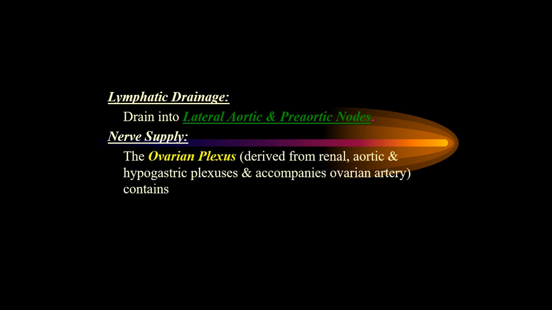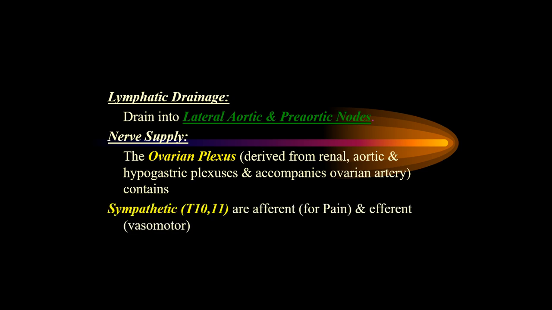Coming to the nerve supply, this will be by a plexus of nerves that is called the ovarian plexus. So the blood supply is by the ovarian artery, the venous drainage is by the ovarian vein, and the nerve plexus which is supplying the ovary will be the ovarian plexus. So everything is ovarian. Okay, and this ovarian plexus is derived from the different plexuses around: the renal plexus, aortic plexus, as well as the hypogastric plexus. And they all accompany the ovarian artery, and they will come and supply the ovaries.